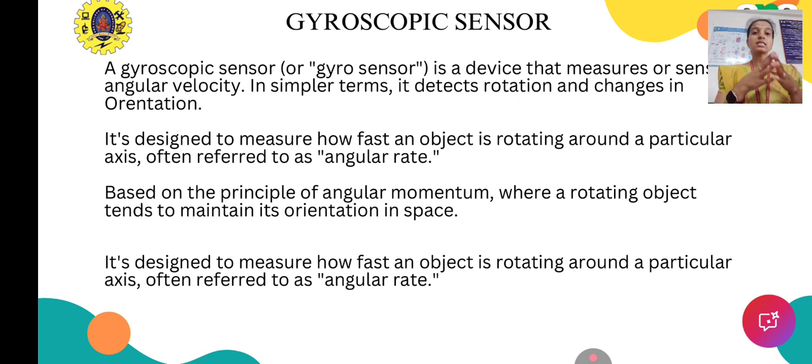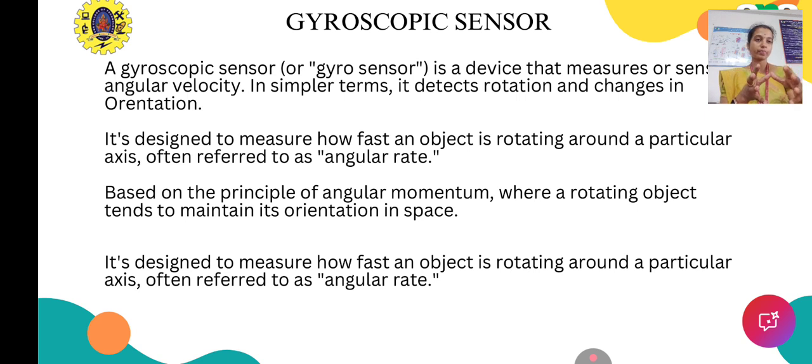It's designed to measure how fast an object is rotating around a particular axis, often referred to as an angular rate. If it is present in the x-axis, how fast it rotates in the x-axis can be measured. If it is present in the y-axis, it is used to measure how fast it rotates in the y-axis. Likewise, it is designed to measure how fast the object rotates around a particular axis.